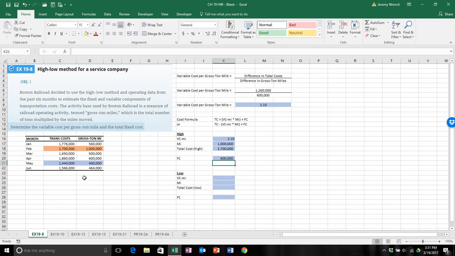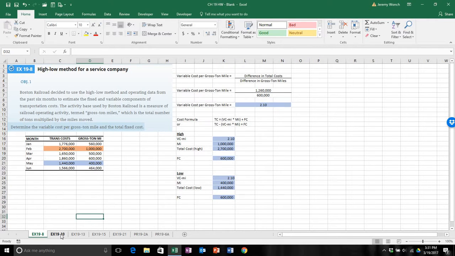All right, now let's go ahead and use the low numbers just to make sure that we're doing this right. So the variable cost per mile is 210. The total miles for the low is 400,000, and the total cost is 1.44 million. So now if we take our total cost, subtract out our variable cost, which is the 400,000 times the 210, we get 600,000. Perfect. They both match up, so it looks like we did it correctly.